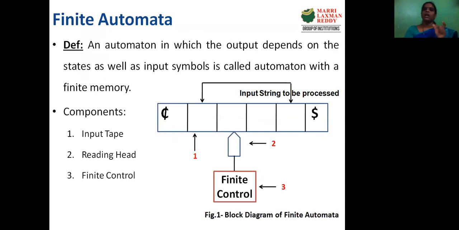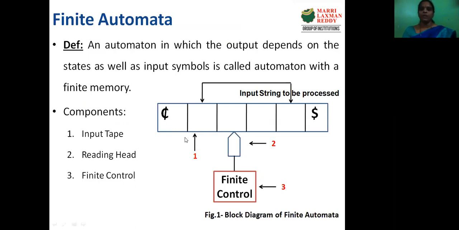automata. So, an automaton which depends upon the states as well as on the input symbols is called an automaton with a finite amount of memory, that is, a little amount of memory. And in this finite automata there are three components involved. One is labeled as the input tape, the second is the reading head, and the third is the finite control.